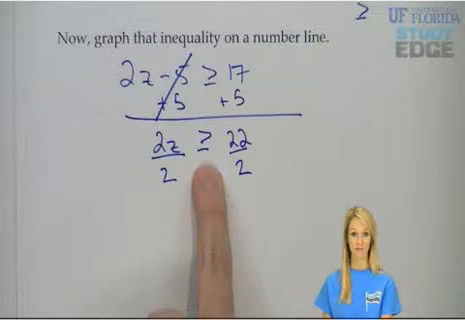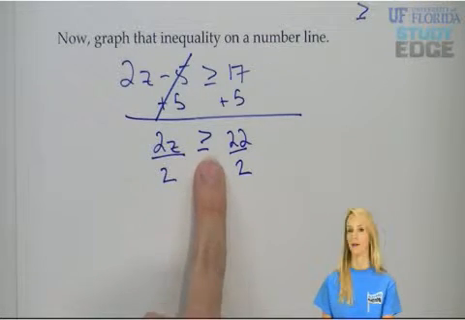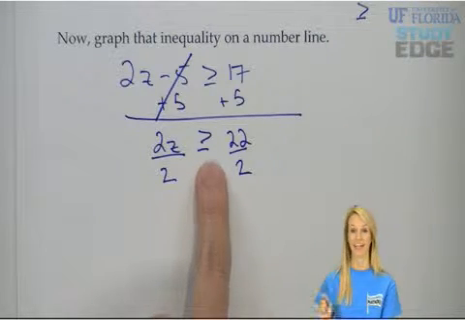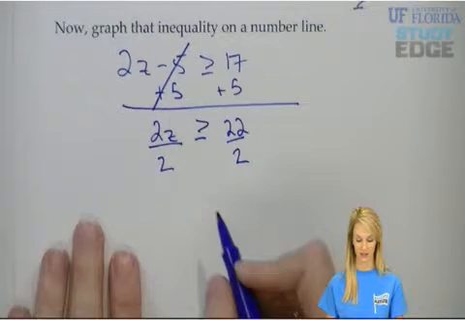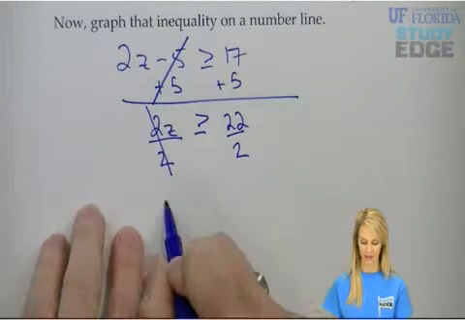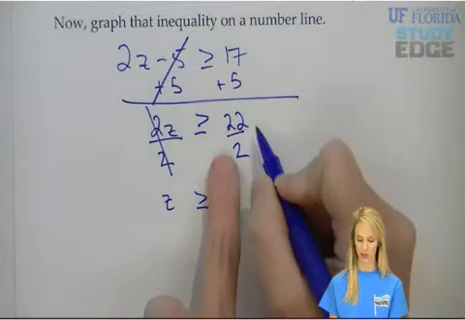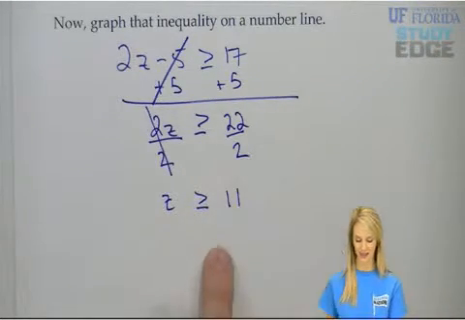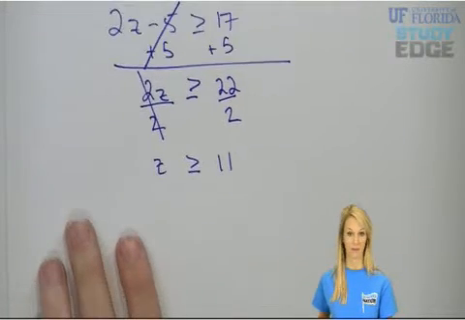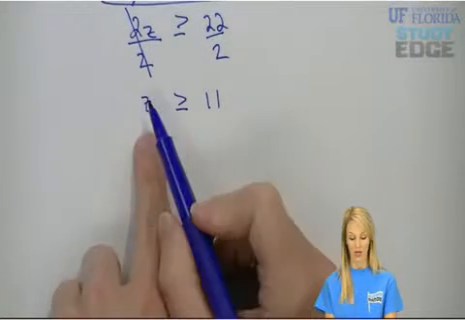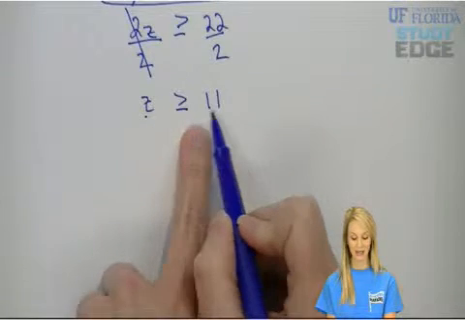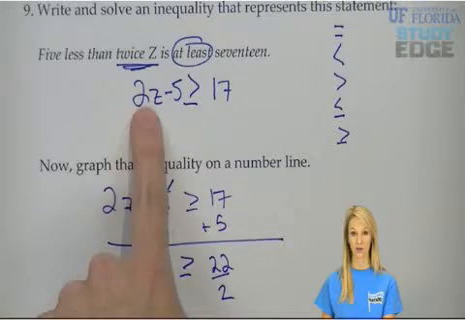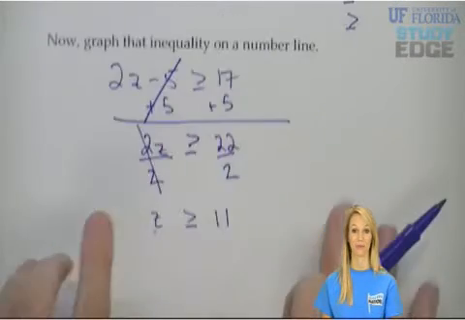Do we need to flip the direction of our inequality? No, you only flip the direction of your inequality when you're multiplying or dividing by a negative. We're doing neither of those here. We've got positive. So 2 divided by 2 cancels out. We get z is greater than or equal to, what's 22 divided by 2? 22 divided by 2 is 11. We've got our final answer. z has got to be 11 or bigger. So z is at least as big as 11. That's the same thing as saying 2 times z minus 5 is at least as big as 17.